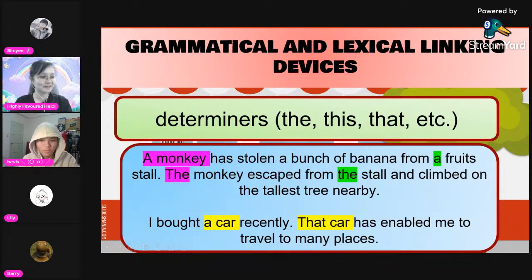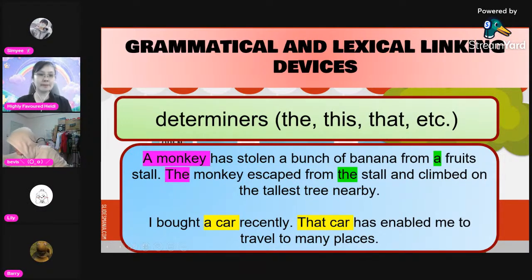Determiners: the, this, that, and etc. A monkey has stolen a bunch of bananas from a fruit stall. The monkey escaped from the stall and climbed on the tallest tree nearby. I bought a car recently. That car has enabled me to travel to many places.